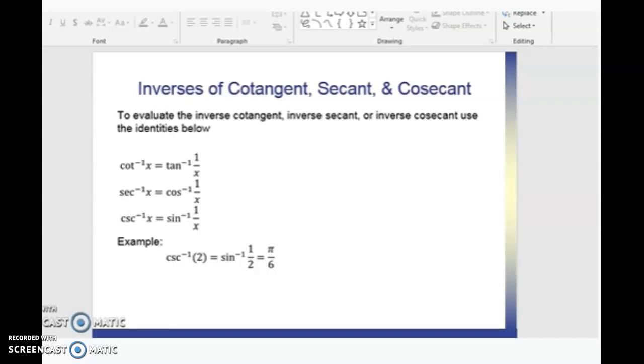An example: find the inverse cosecant of 2. Well, based on the identity that the inverse cosecant of x is equal to the inverse sine of 1 over x, this would be equal to the inverse sine of 1 over 2. Of course, pi over 6 is the angle whose sine is 1/2. Therefore, the answer is pi over 6.